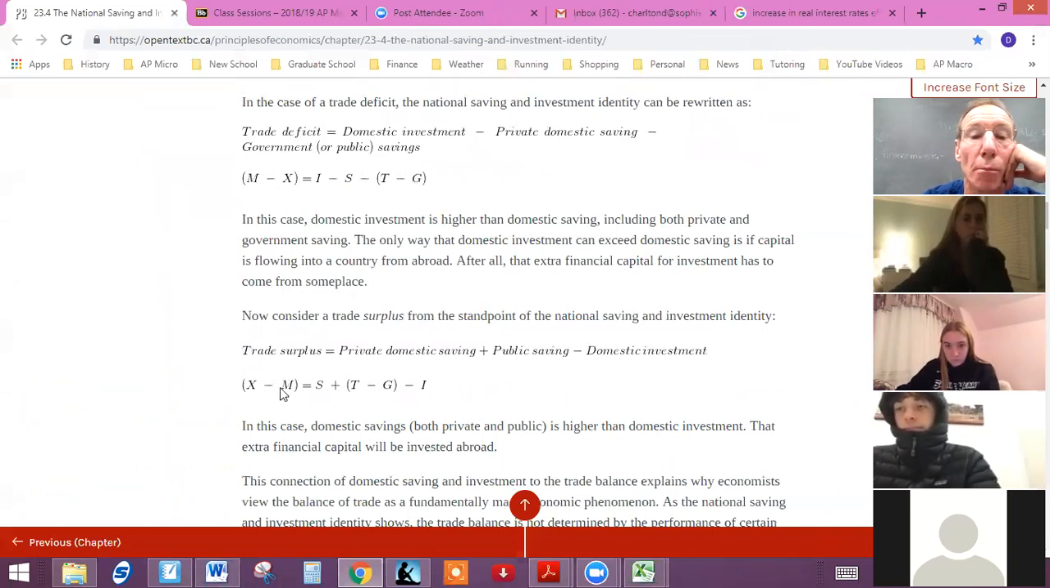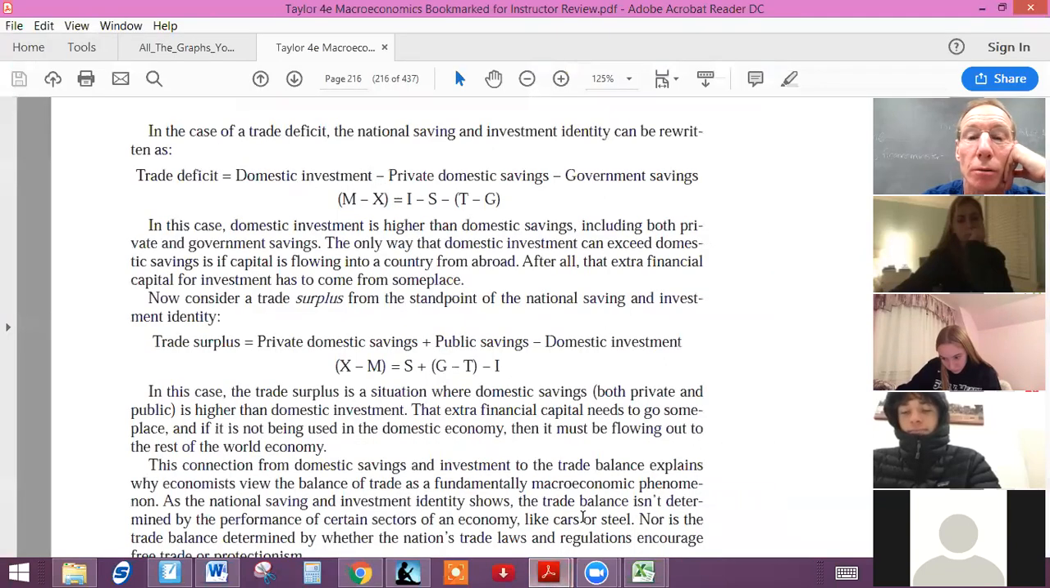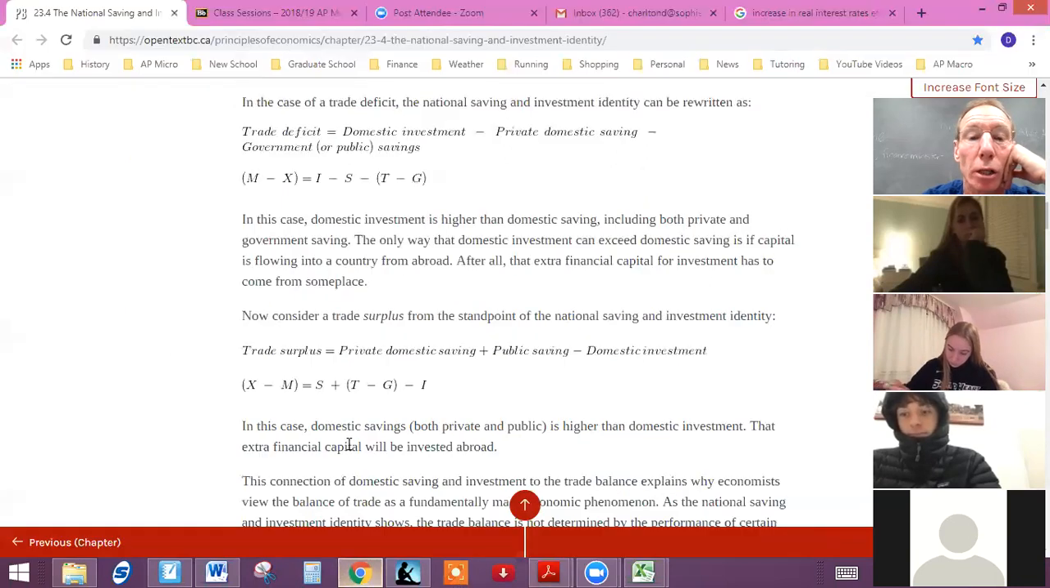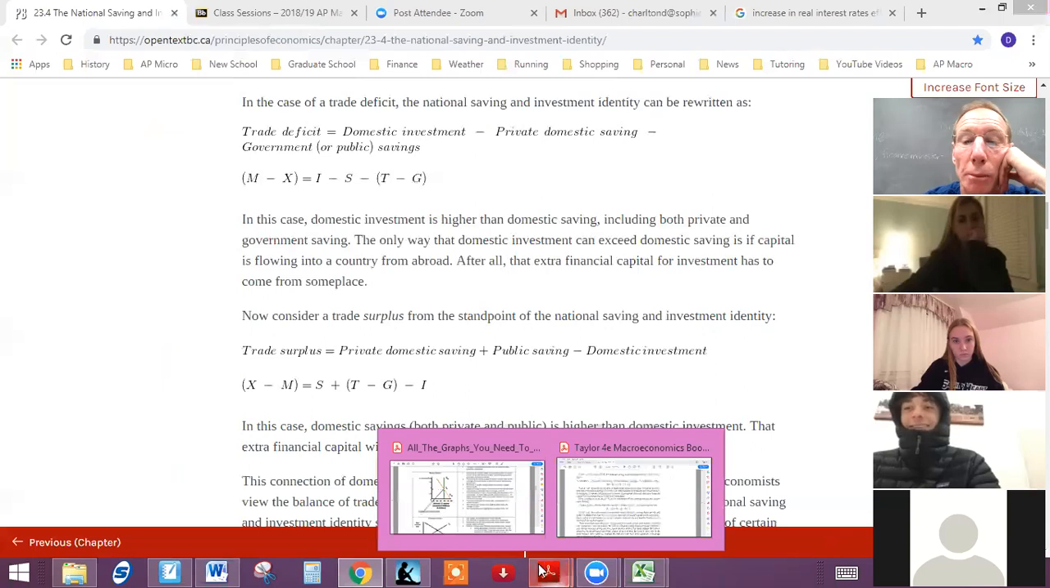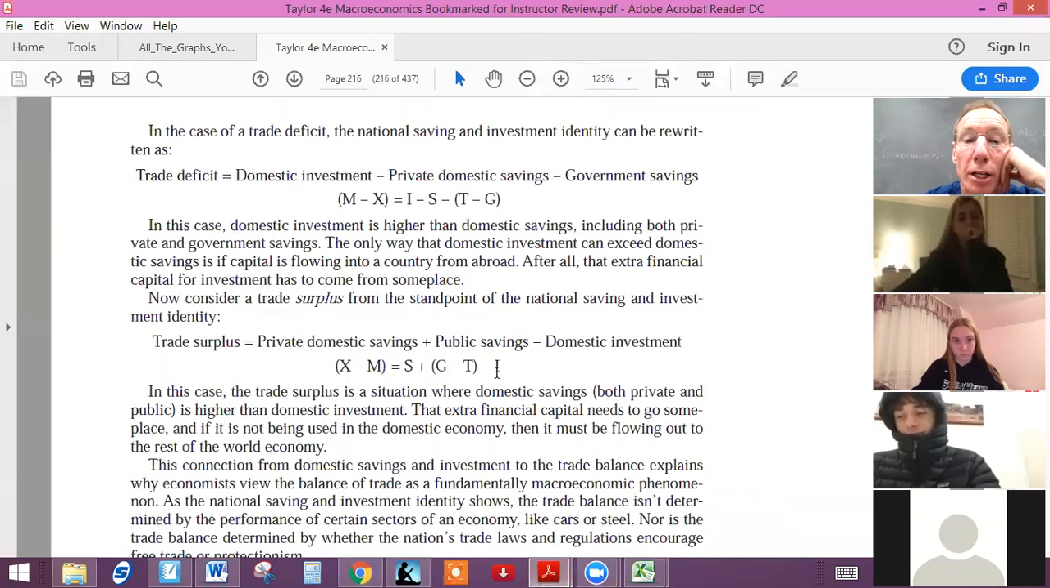surplus. X minus M equals S plus T minus G. And your book says a surplus is G minus T. Okay. Oh, one of these is wrong. Hold on. Let me figure out which one it is. Yeah, the book's is wrong. Because I did the algebra last year, as a matter of fact, and I kept getting this right here. And the book says this right here. It says G minus T.